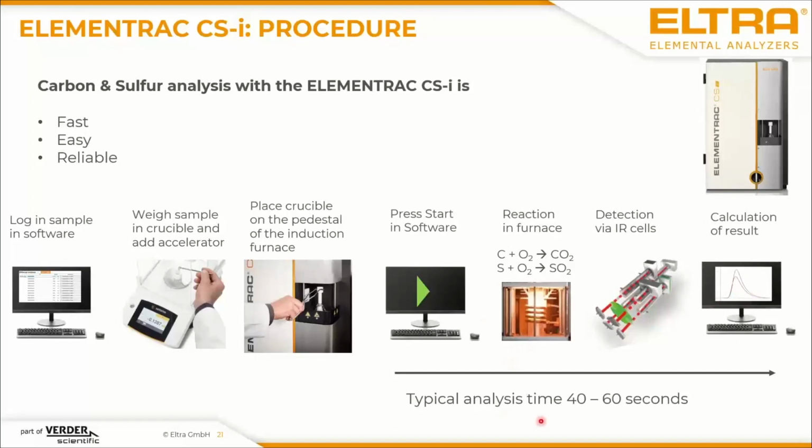The analysis time here is much quicker. It's only 40 to 60 seconds for a cycle, maybe a little bit longer for purging or so, but CS analysis is typically quicker because it needs less time for the complete preparation of the analyzer and cycling, and then, unlike ONH analysis, within 1 minute you have your results.